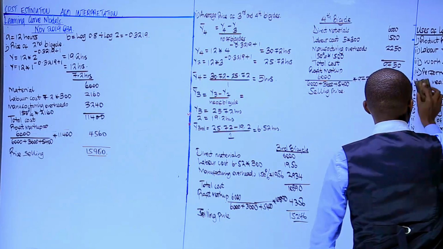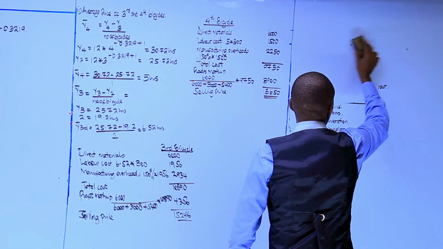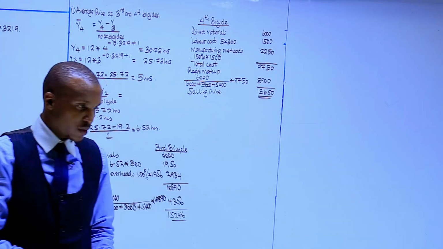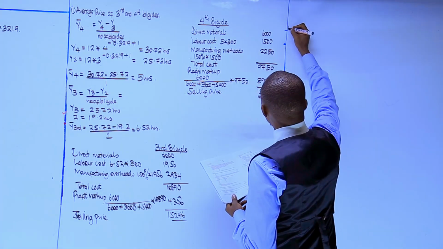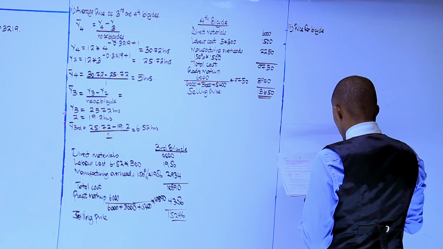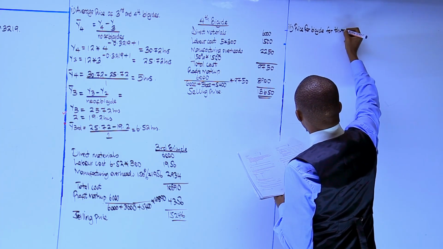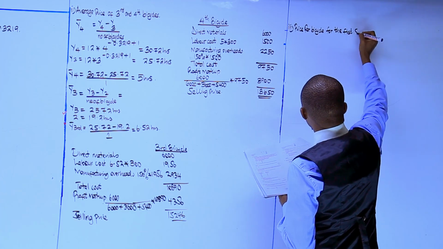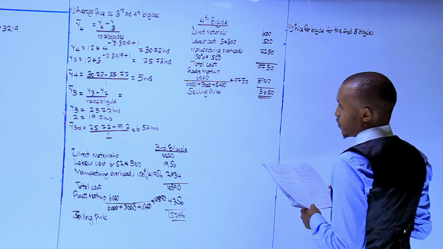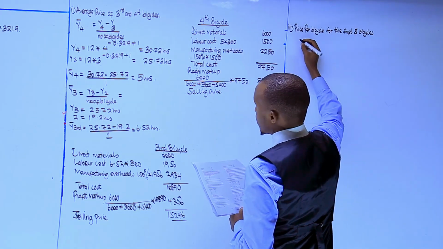Lastly, the price per bicycle if the team places an order for the first 8 bicycles to be assembled. Price per bicycle for the first 8 bicycles. Let's get our labor cost.